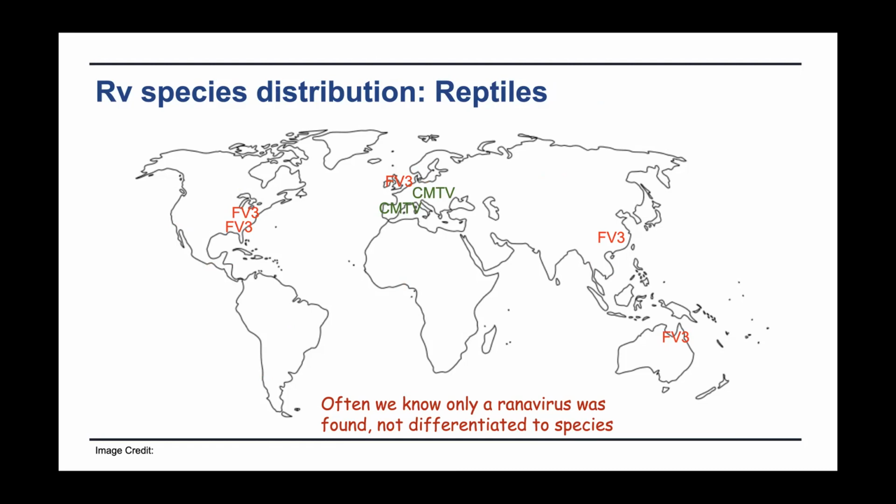And really what we're seeing here is just where we've been looking for pathogens, especially viral pathogens in reptiles. We really just don't know that much. So this map doesn't necessarily represent a restricted distribution, but just restricted knowledge about where those viruses are found.